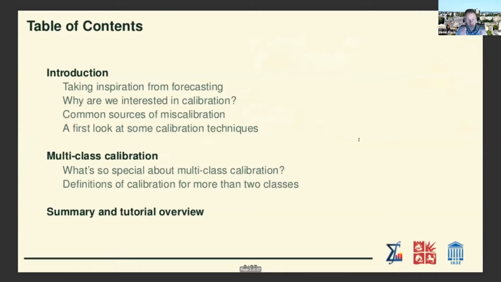So this is the outline of my part. I'll spend quite some time on the introduction, talking about calibration in forecasting, why we are interested in calibration, what could go wrong when it comes to calibration. I first look at some techniques, which then will be elaborated later on. Then I will talk a little bit about multiclass calibration, why it is special, why it is more complicated, and this is where things are getting really interesting.